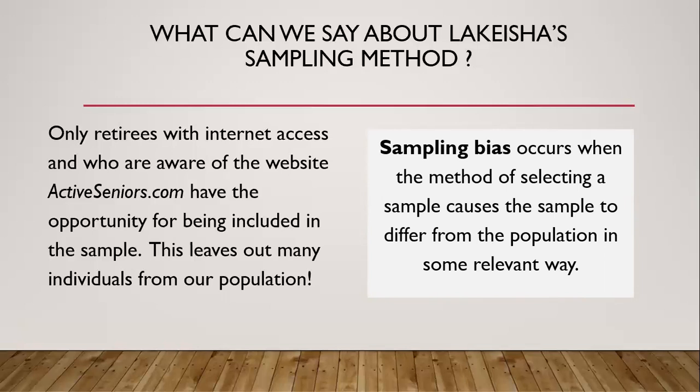Sampling bias occurs whenever the method of selecting the sample causes the sample to differ from the population in a relevant way. We had set out seeking to get information about all US retirees. Clearly, this sample doesn't reflect all retirees. It only reflects those retirees who have internet access and those who are aware of that particular website. Because of that, we would say that there is sampling bias in Lakeisha's method, and we probably ought not to use it to generalize to US retirees as a whole.